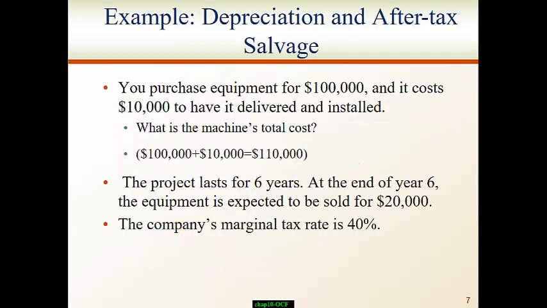Let's look at one example. The equipment costs $100,000 and an additional $10,000 to deliver and install. So the total cost of the equipment is $110,000. This machine lasts for 6 years. At the end of year 6, it's going to be sold for $20,000. So this is our salvage value. Corporate tax is 40%. Let's figure out the annual depreciation, book value, and after-tax salvage value using both the straight line and the MACRS approach.